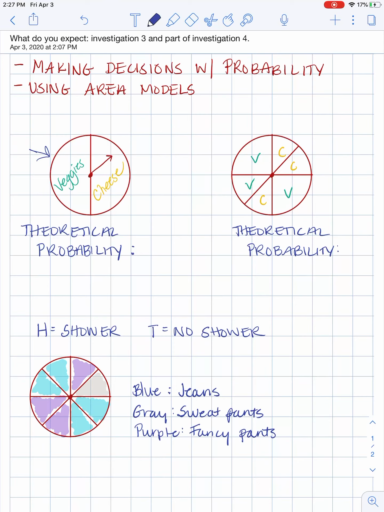What is the theoretical probability that I'm going to get my way and he's going to get veggies? It's still just 50%, right? If it's a perfectly even spinner, it's a 50-50 chance of whether or not I'm getting veggies into that kid.